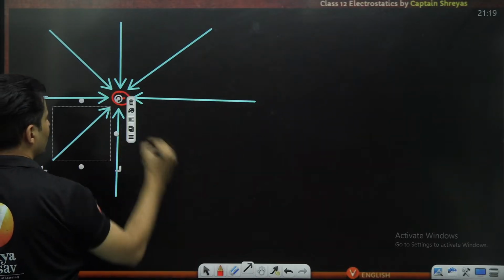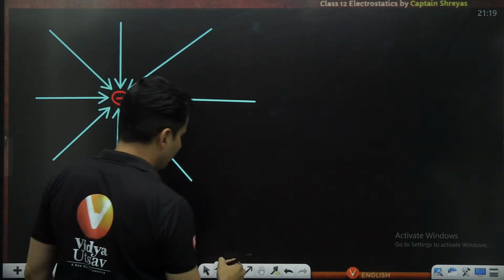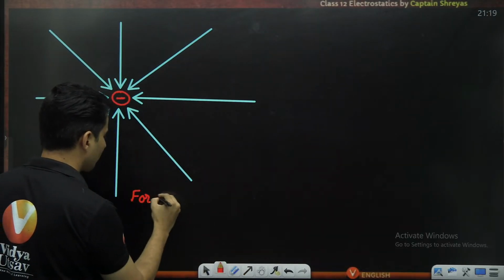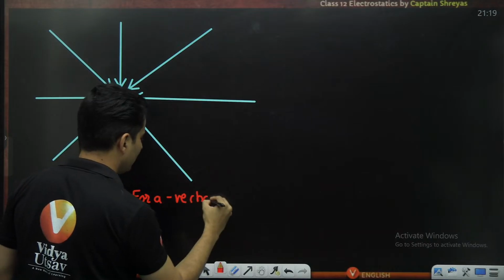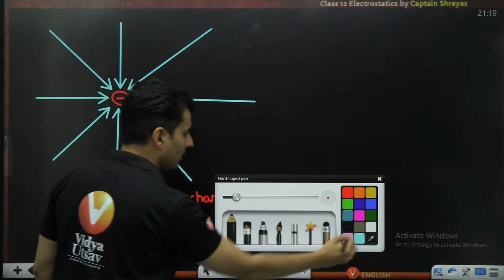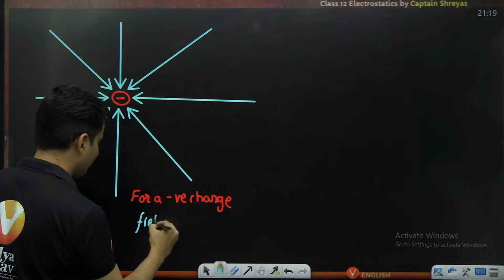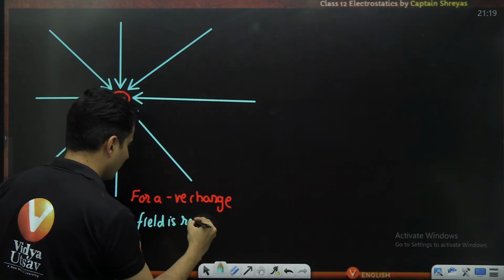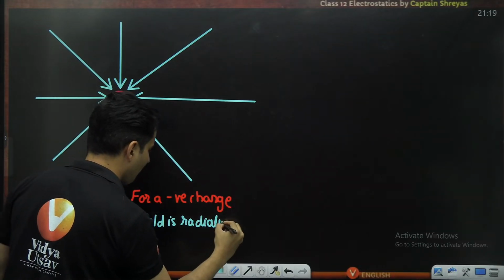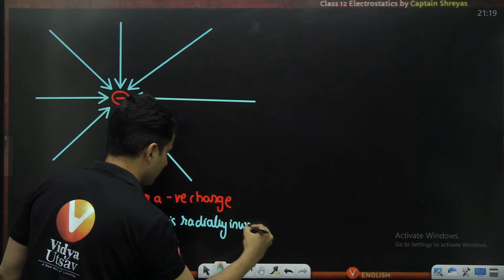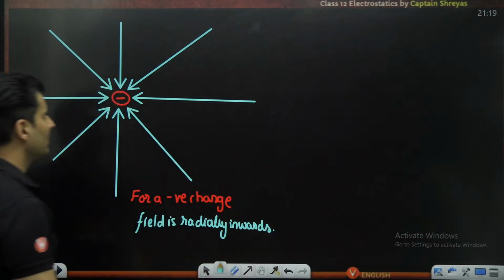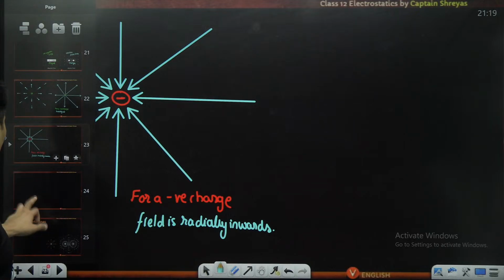In fact, that also becomes the general rule. So for a negative charge, the field is radially inwards. In fact, that also becomes a general rule now.